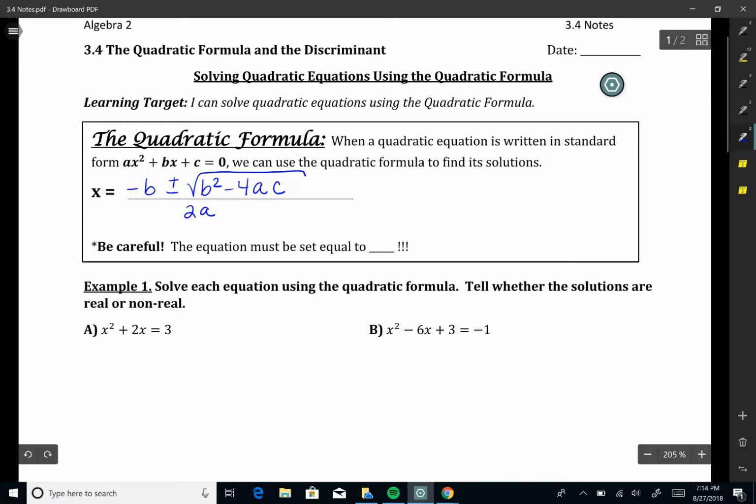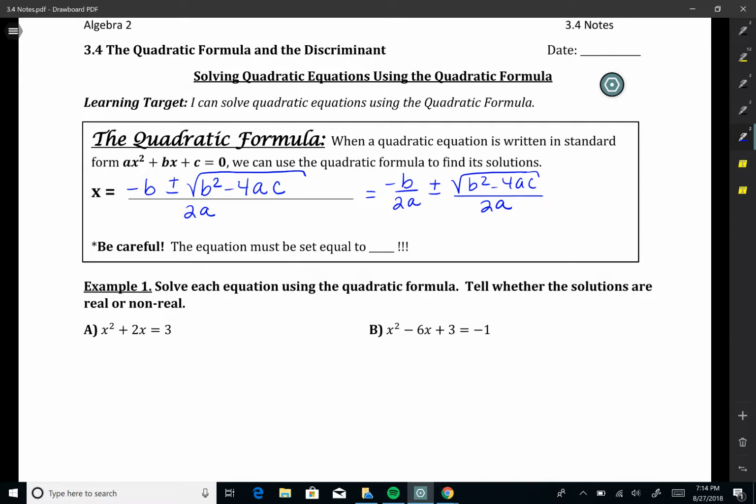I do want to point out that you can split this into two fractions when we need to simplify answers. So I'm going to write this just so you can see that these are equivalent, but I will be doing them as one fraction and then just toward the end may split them up if I need to simplify fractions. So it can be negative b over 2a. Hey, that's our formula for axis of symmetry, isn't it? Okay, plus or minus the square root of b squared minus 4ac, and that's over 2a as well.